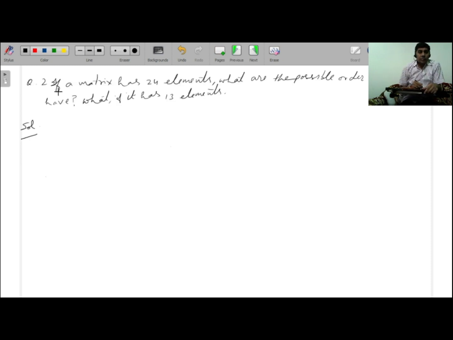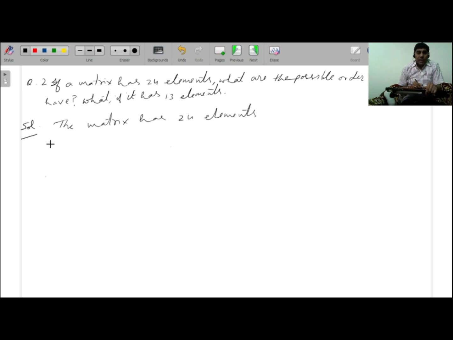Now the second question: if a matrix has 24 elements, what are the possible orders it can have? What if it has 13 elements? That means the matrix has 24 elements. So the product of the number of rows and number of columns must be equal to 24, because we know that the number of elements is the product of rows and columns.